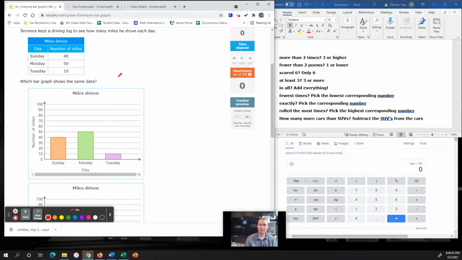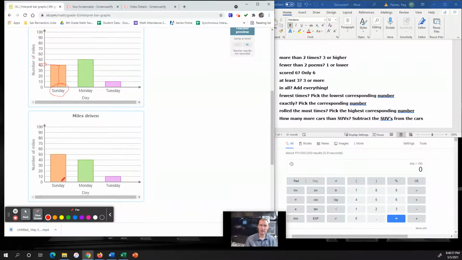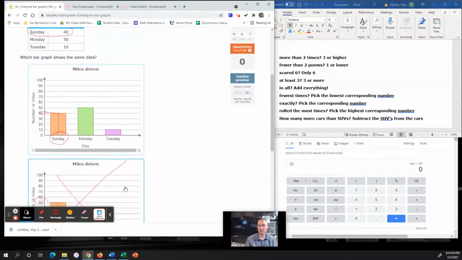First step is to read the question, interpret what the question is asking, respond accordingly, and go from there. Terrence kept a driving log to see how many miles he drove each day. Which bar graph shows the same data? The way I would do this is check the bar graphs and see if Sunday has a 40. Sunday goes to the 40, works out nice, so that one's good. This other bar graph, Sunday goes up to 50, so that second graph is not correct. Again, we're just matching the bar graphs, looking for the one that says Sunday 40. If they were both Sunday 40, then just go to the next day and so forth until one of them isn't correct.